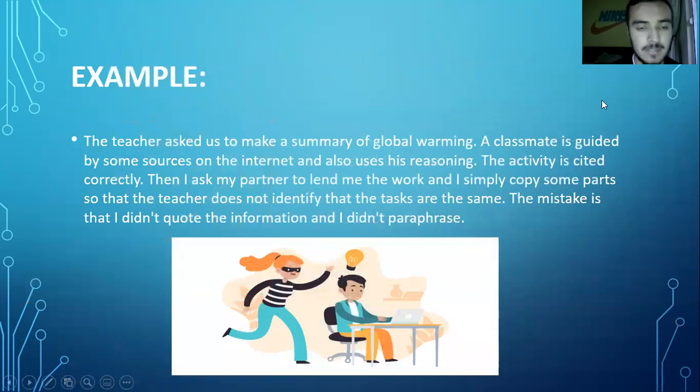Here we have an example about this type. The teacher asked us to make a summary of global warming. A classmate is guided by some sources on the internet and also uses his reasoning. The activity is cited correctly. Then I ask my partner to lend me the work and I simply copy some parts so that the teacher does not identify that the tasks are the same. The mistake is that I didn't quote or cite the information and I didn't paraphrase.